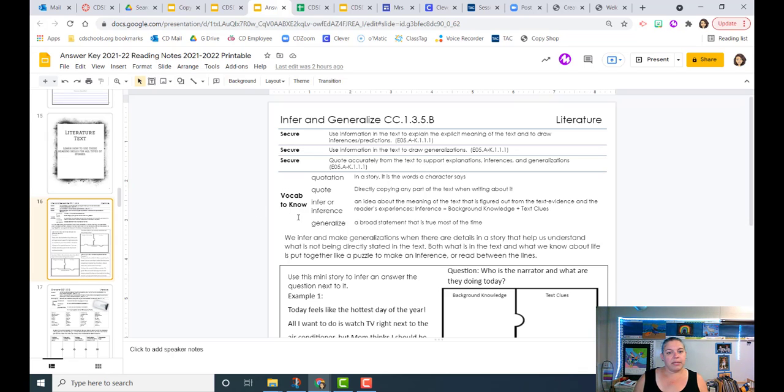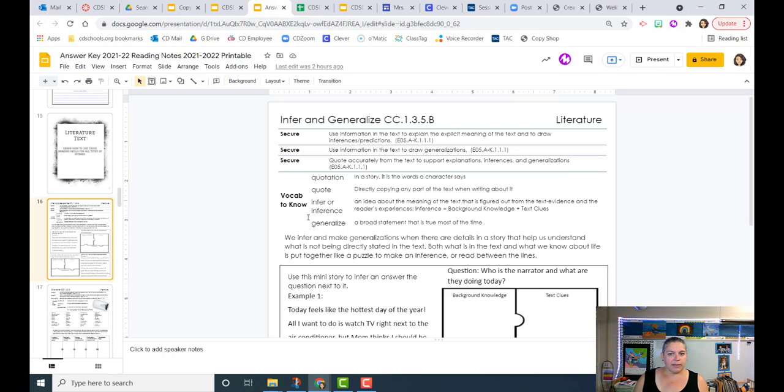So our vocab here, quotation. In a story, it's the words that the character says. A quote is directly copying any part of the text when writing about it. And again, we're going to do this a lot in 5th grade, copying right out of the text, but just little pieces to help us explain what we understand.